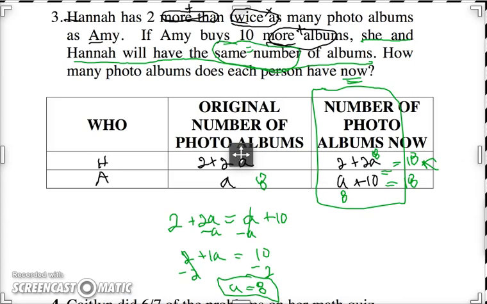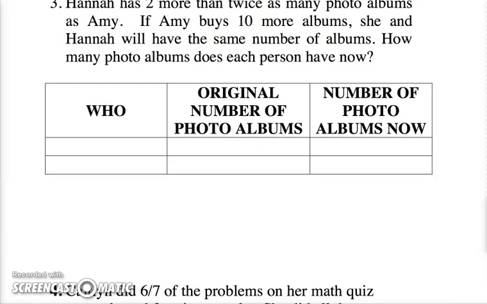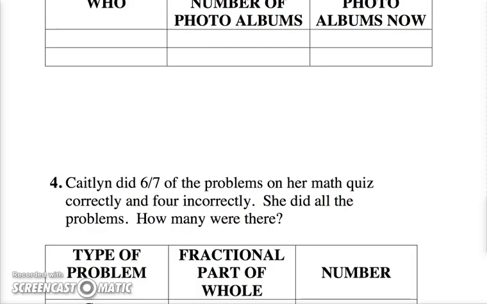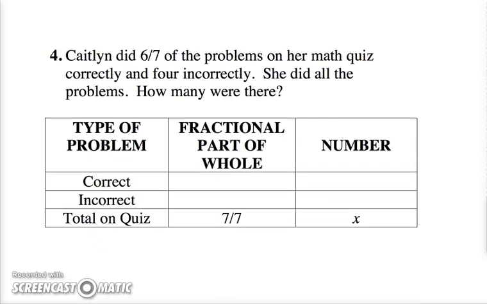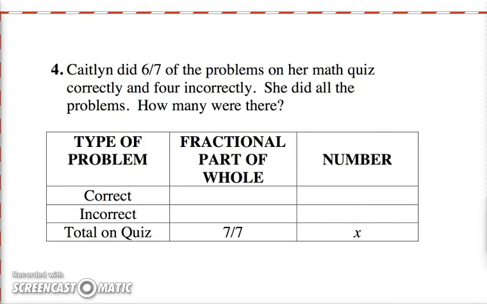Okay? Let's do another example here. Let's go back down here. Let's do one more example. Here we go. Here's example 4. Here's what it says. Caitlin did 6/7 of the problems on her math quiz correctly, and only 4 incorrect problems.